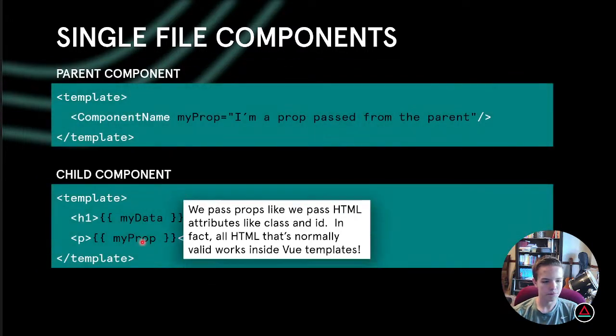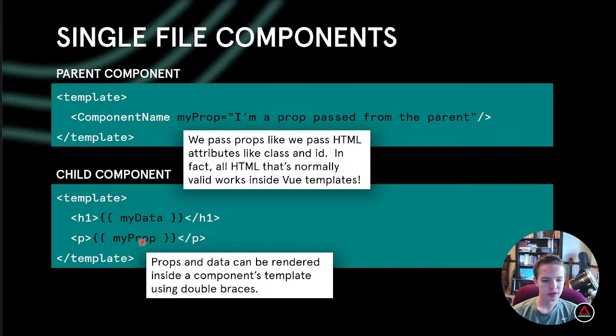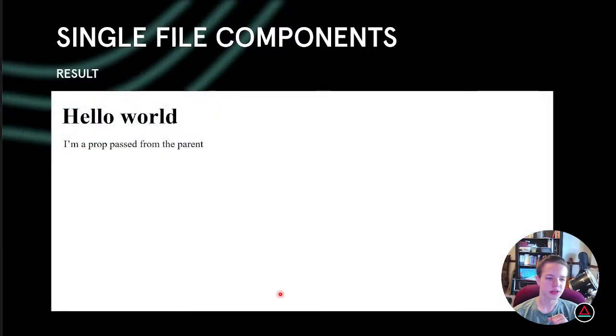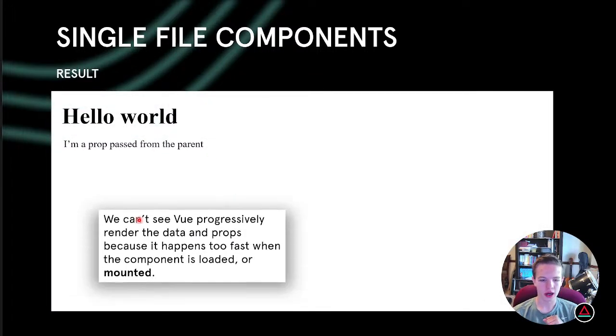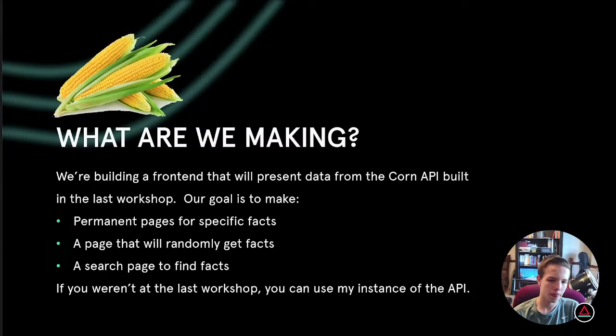In fact, all HTML that's normally valid works inside Vue.js templates. And props and data can be rendered inside a component's template using double braces. So here's what that would look like. You'll notice we cannot see Vue progressively render the data in props because it happens way too fast when the component is loaded, or what we call mounted in Vue.js.